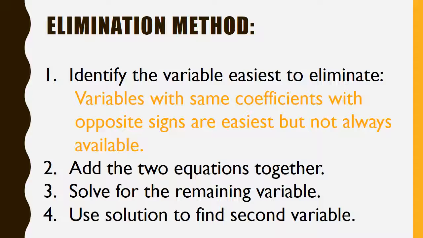After you've done that, you're going to solve for whatever letter or variable is left. And once we find out what that letter equals, just like in the substitution method, we're going to put it back into one of our equations and find the missing or second variable. So let's take a look at one of our examples here.